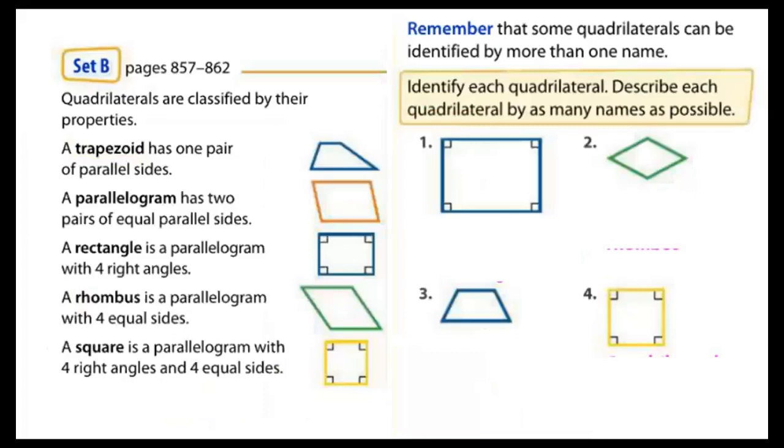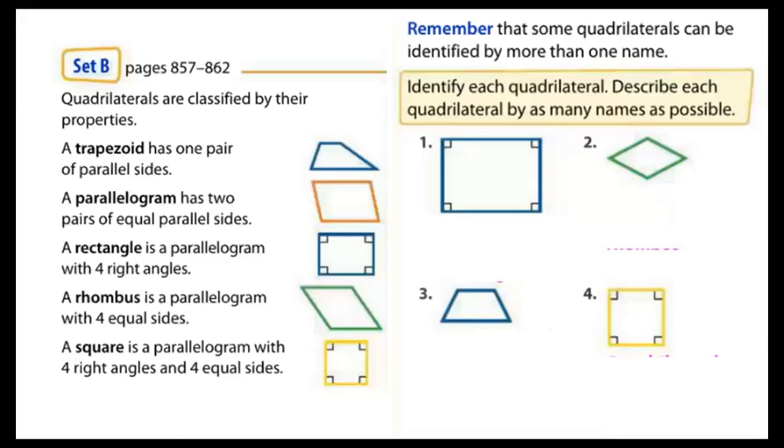Number one, as we said, a trapezoid. A trapezoid has one pair of parallel sides. Second, a parallelogram has two pairs of equal parallel sides. Third, a rectangle is a parallelogram with four right angles. A rhombus is a parallelogram with four equal sides. A square is a parallelogram with right angles and four equal sides.